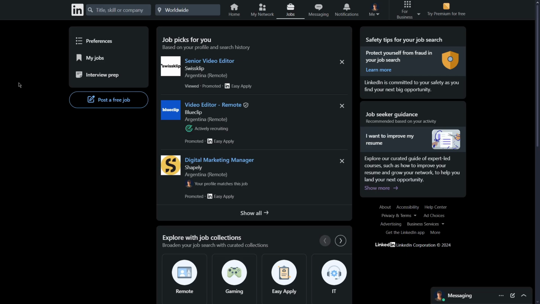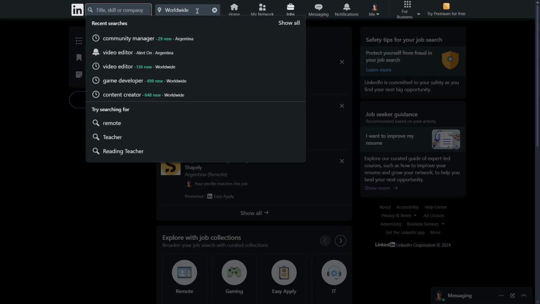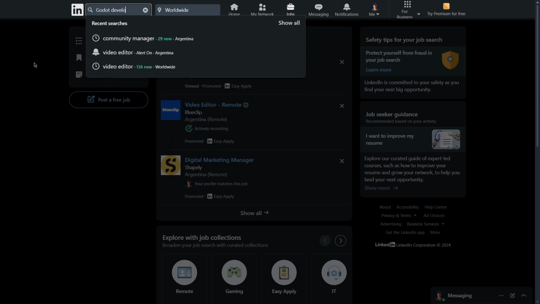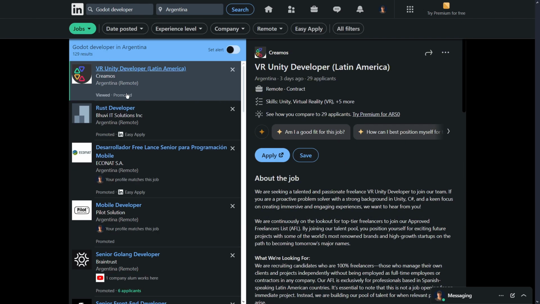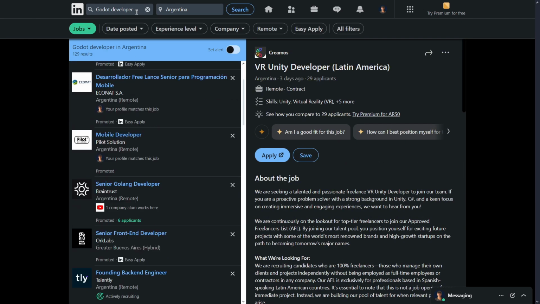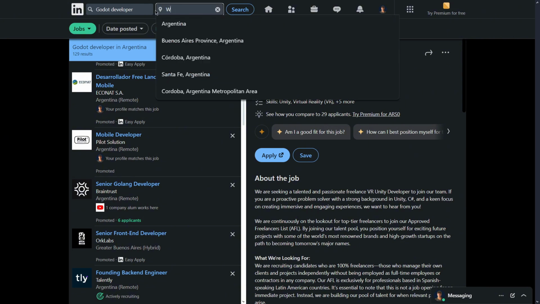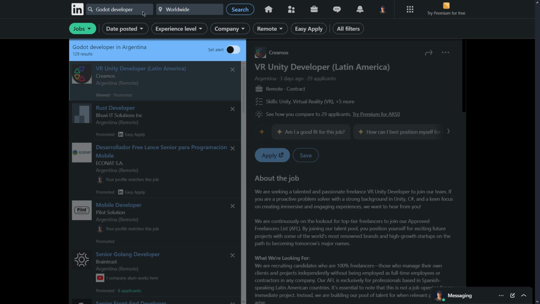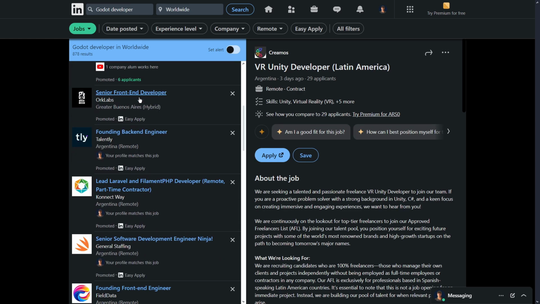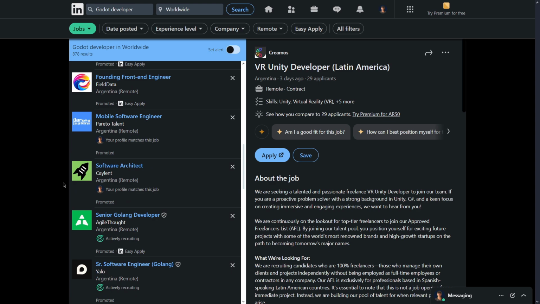Now, the thing with formal jobs at companies in terms of Godot is that it is mostly impossible to find one. For example, here I am on LinkedIn and I will look for worldwide jobs, something like Godot developer, and you're going to see that, as you can see, there isn't even one. Sorry, this was searched in Argentina. I don't know why. So we look for worldwide. As you can see, I don't really have any job position available.